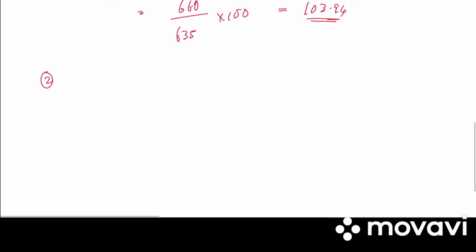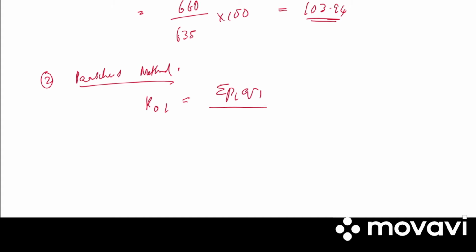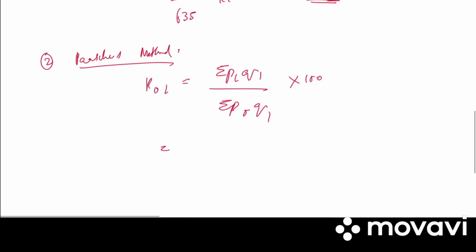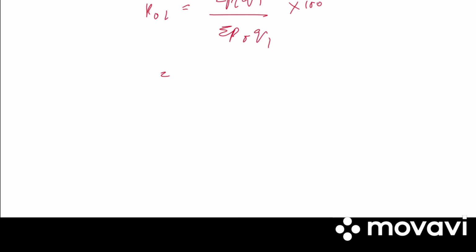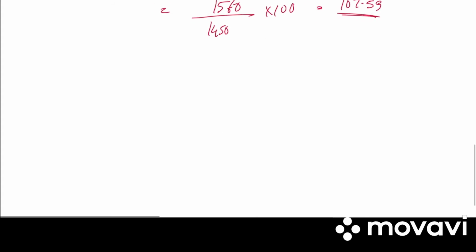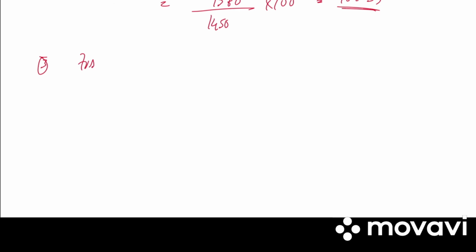Next, second one we have Paasche's method. What is the formula? P01 is equal to summation P1 Q1 divided by summation P0 Q1 into 100. So summation P1 Q1 is 1560 divided by 1450 into 100. How much is it? 107.59.